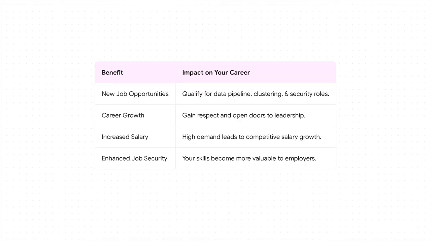I mean, just look at this breakdown. You're suddenly qualified for all these cool, high-demand roles in things like data pipelines and security. It shows your boss and your coworkers that you know your stuff, which opens doors to leadership roles and cooler projects. And yeah, let's talk about the salary. High-demand skills lead to competitive pay, period. We're talking a direct investment in your earning potential. It's a pretty big deal.